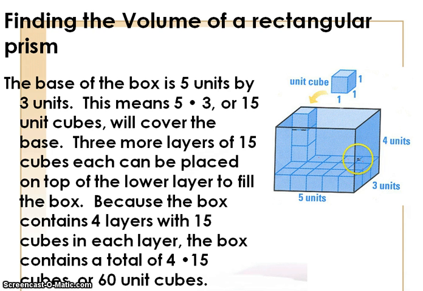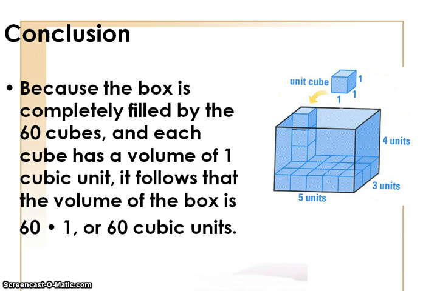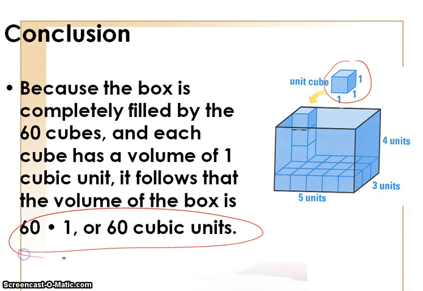But we have to do this 3 more times to fill up the whole box, right? Because we have this, and then this, then this, then this. It's 4 units high, and so it contains 4 layers of 15 cubes, and that would give us 60 unit cubes in this rectangular prism. So our conclusion is the box is completely filled by 60 cubes. And since each cube has a volume of just 1 cubic unit, the volume of this box is 60 cubic units.